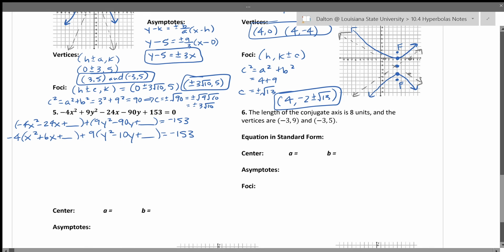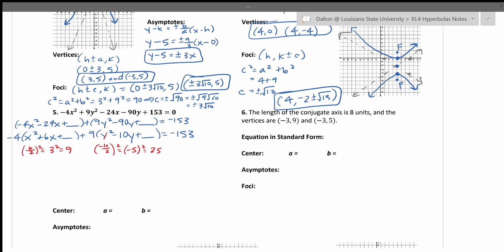To get the new c, we do b over 2 squared. So that'll be 6 over 2 squared. 6 over 2 is 3 squared, which is 9. So that's the new c for the x's. The new c for the y's will be negative 10 over 2 squared, which is negative 5 squared, which is 25.